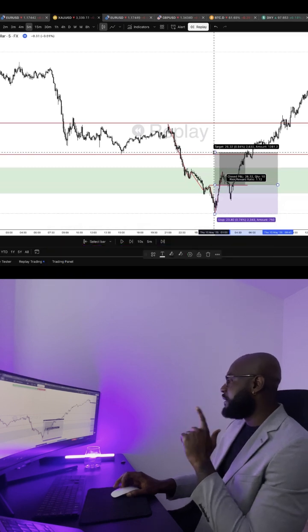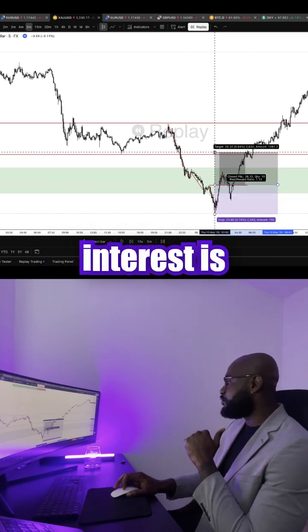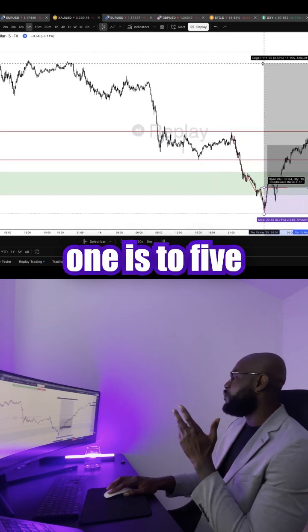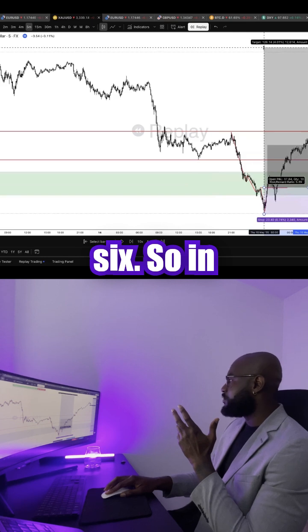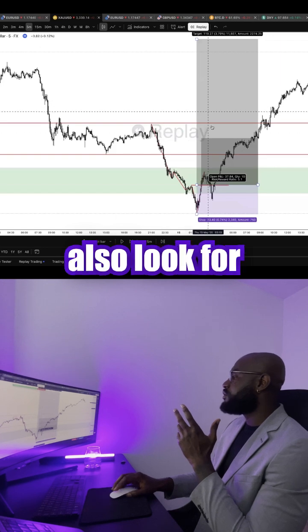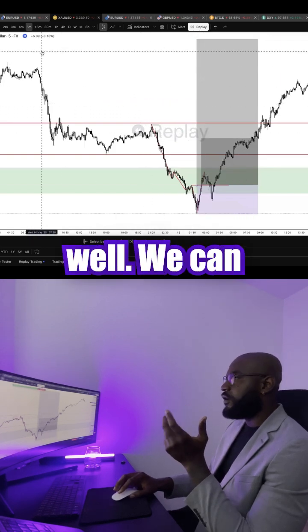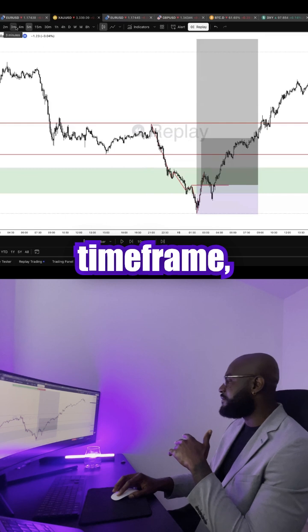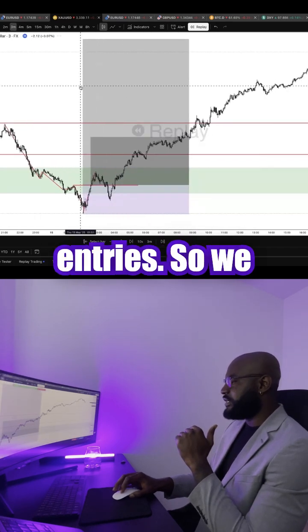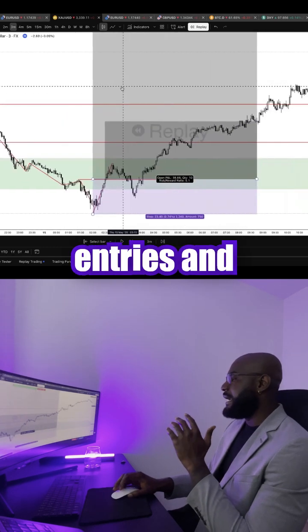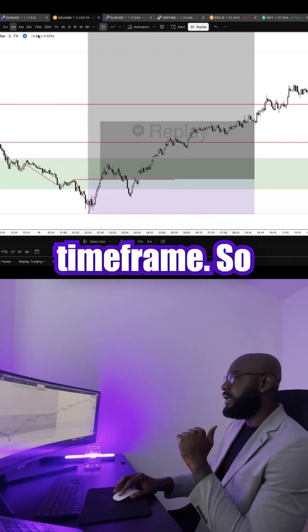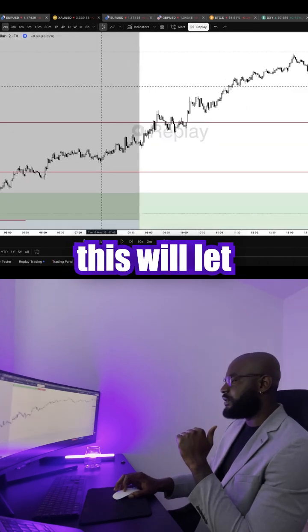Remember, our first time frame we use to derive the point of interest is the weekly. So we can actually let this trade run for at least a 1:5 or 1:6. So in this case, let's just take it out at 1:5 for our first entry. And we can also look for multiple entries as well. We can scale down to the lower time frame, like the 2 minutes time frame, to also look for lower time frame entries. So we can have multiple entries and higher risk to reward. Let's go to 2 minutes.